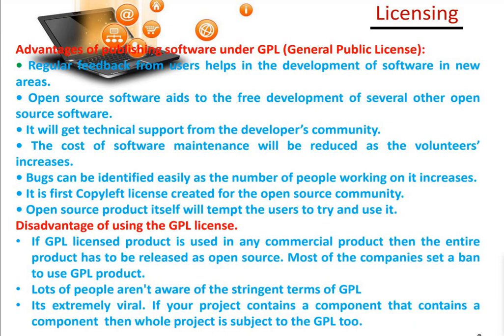Advantage of publishing software under GPL, that is General Public License. Regular feedback from the users helps to develop the software in new areas. Open source software adds to the free development of several other open source software. There will be technical support from the development community. The cost of maintaining the software will be reduced as the volunteers increase. Bugs can be detected easily as the number of people working on it increases.